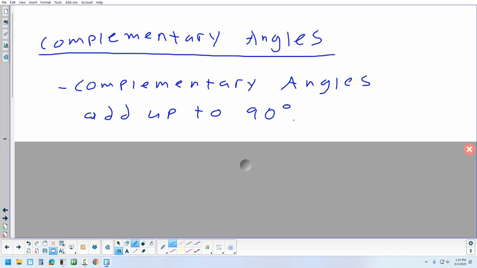Okay. Let's look at that diagram. We'll call that angle 1 and 2. Usually we use Greek letters, but for now I'll just call them 1 and 2.